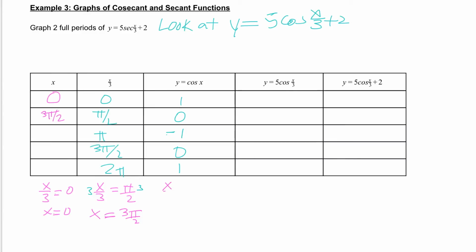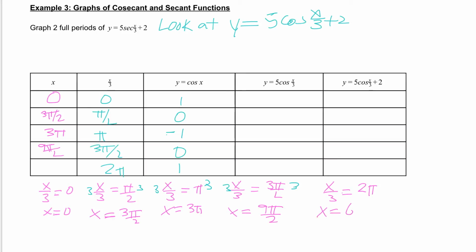Then we're going to take our x over 3 and set it equal to pi. Multiplying both sides by 3, we get x is equal to 3 pi. Then we're going to take that x over 3 and set it equal to 3 pi over 2. Again, multiplying both sides by 3, we get x equal to 9 pi over 2. Then we take our x over 3 and set it equal to 2 pi. Multiplying both sides by 3 will give us 6 pi.